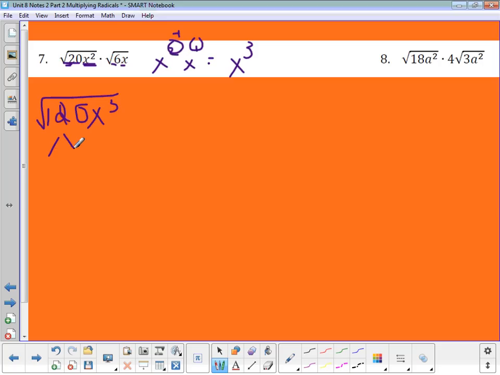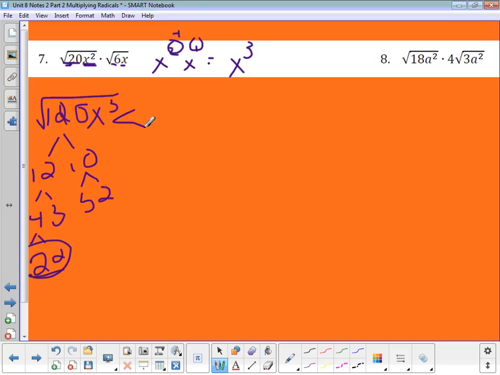So now we're going to go ahead and break down 120. Well, I look at that as 12 and 10. 12 I can break down to 4 and 3. 10 I can break down to 5 and 2. 4 breaks down to 2 and 2. So here I have a pair of 2's, and that's all I'm going to be able to pull out.